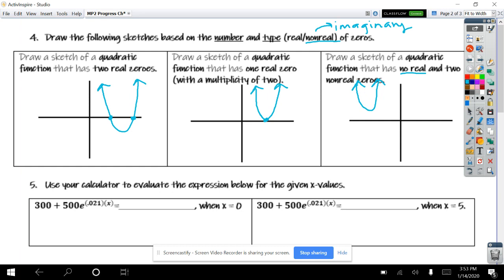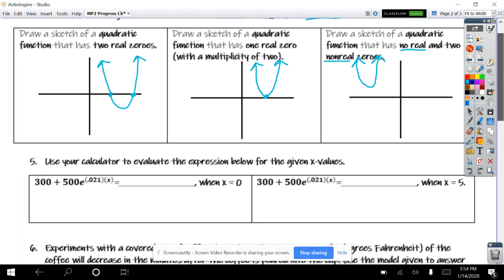So that means it never touches the x-axis. It does have imaginary solutions or non-real solutions. So that's kind of what this is saying. It's saying no real solutions. If you look at the graph, it doesn't touch the x-axis, but if you were to solve it, you would get two imaginary solutions. So that's all that that means. It's just kind of a more complicated way of saying no solution on the x-axis.